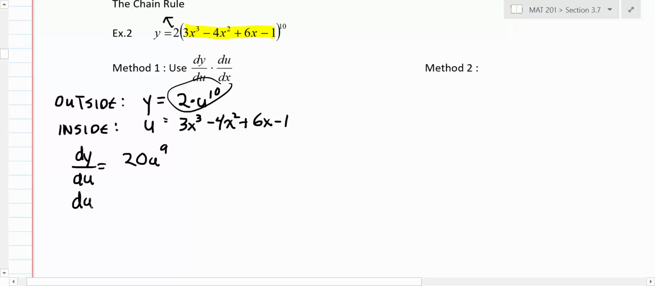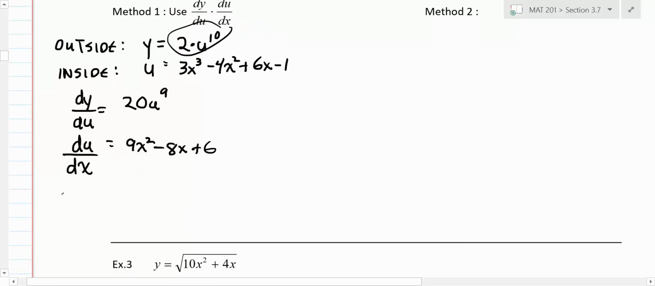Okay? Now you got to do du with respect to x. That's u. The variable's x. What's that? 9x squared minus 8x plus 6, right? So what you do now when you're applying the chain rule is multiply these two things together. So you have dy over du times du over dx. You just multiply it. So you do 20u to the 9th, now I'm going to just write it like that, and then you have 9x squared minus 8x plus 6.